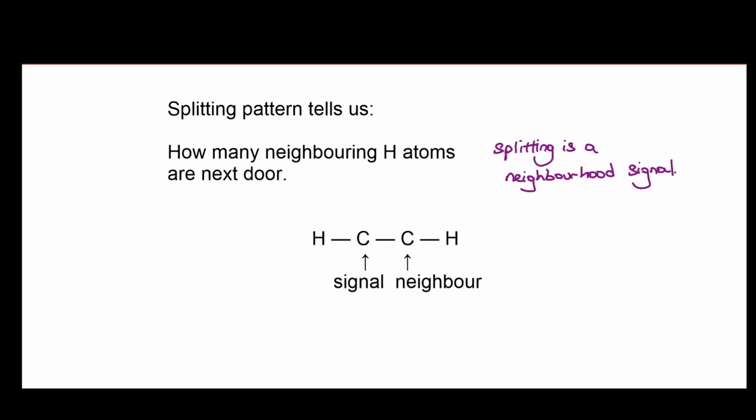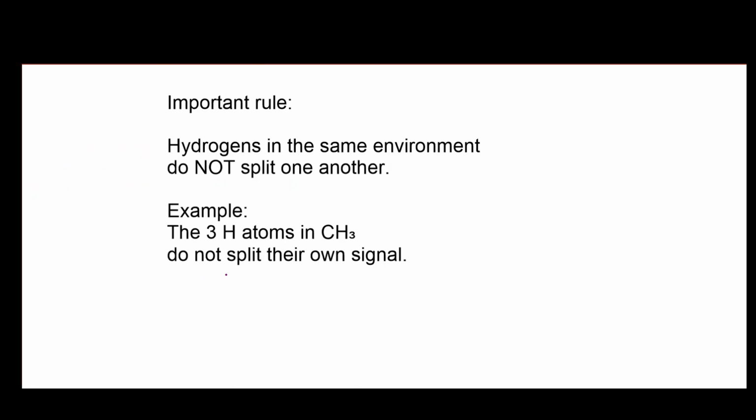A signal is split by neighboring protons, usually hydrogens on the adjacent carbon. This is a common mistake. The 3 hydrogens in CH3 do not split their own signal, meaning same environment, equal, no splitting. Splitting comes from neighboring hydrogens, not from hydrogens in the same environment.